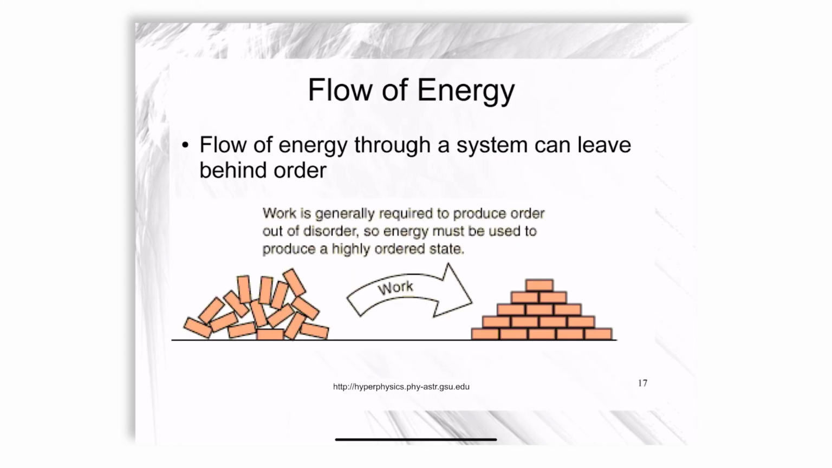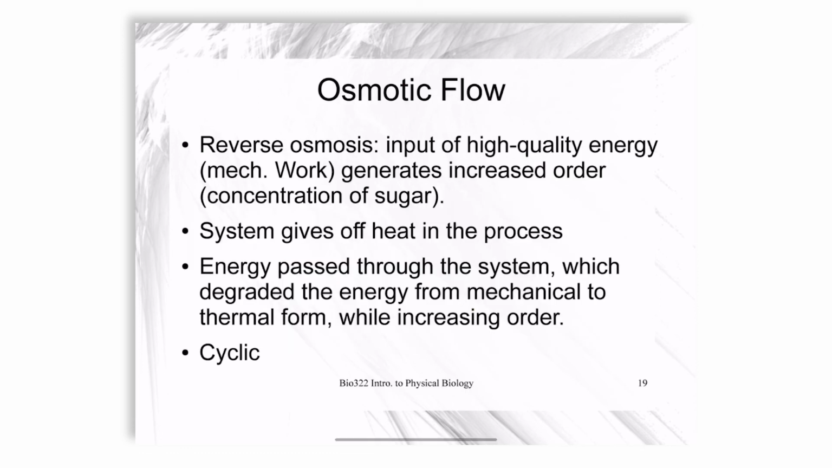Now, conceptually, this is an idea that the flow of energy through a system can leave behind order, and work is required to produce order out of disorder. So energy must be used to produce a highly ordered state. So reverse osmosis, which is the opposite of the standard osmotic process, takes the input of high quality energy, mechanical work, because the mass is larger. It pushes the pulley system down and generates increased order, concentration of sugar.